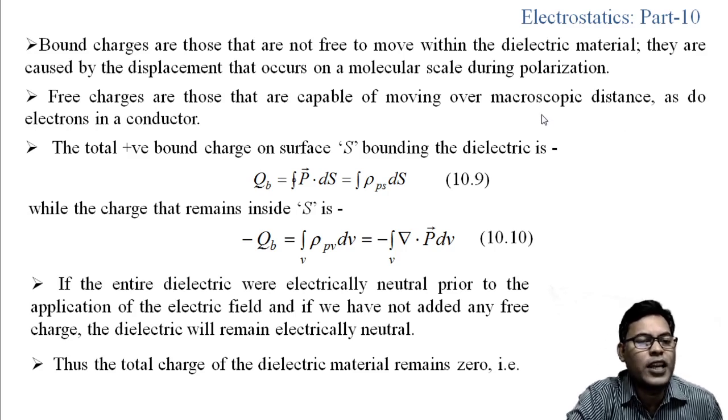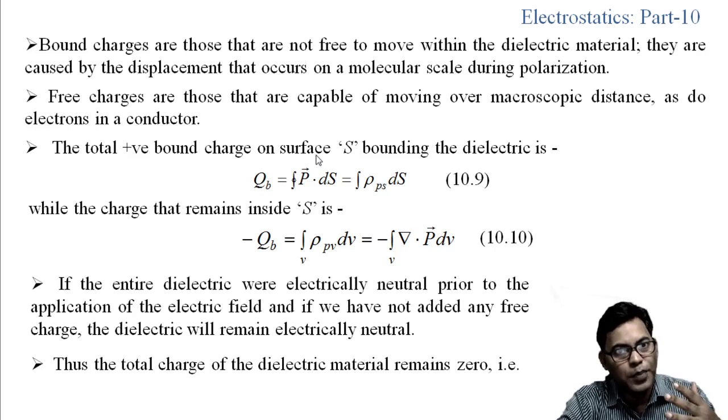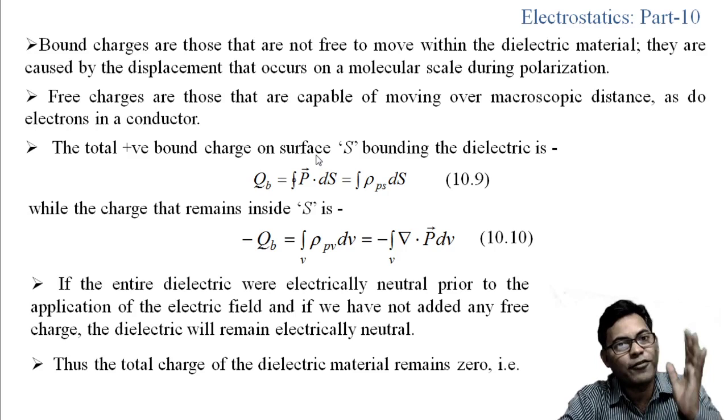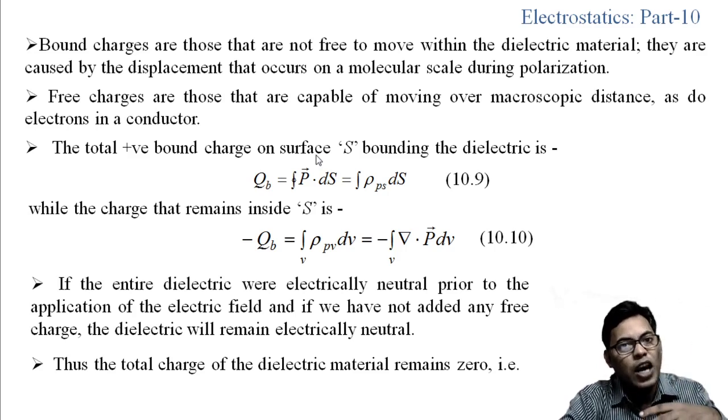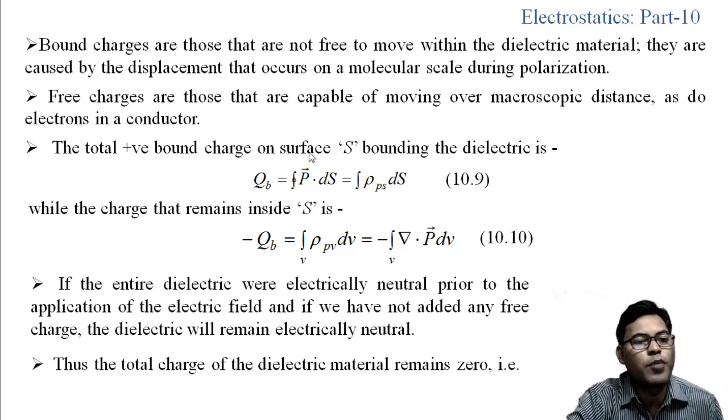Now suppose in this case we are considering positive bound charges on the surface. As I said, according to the application of the electrostatic field, it may be the positive charge or it may be the negative charge that will move to the surface, and the other charge will move to the volume. That means in the dipole, if the positive charge moves to the surface, then the negative charge will move to the volume. So here the positive bound charge is taken on the surface.